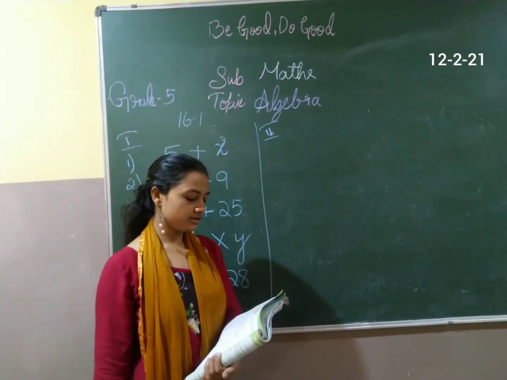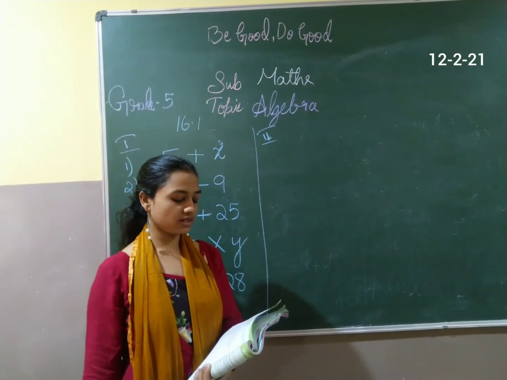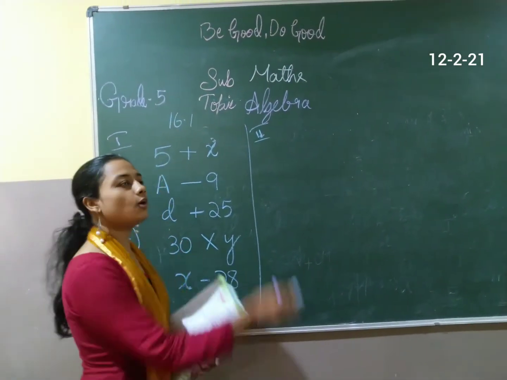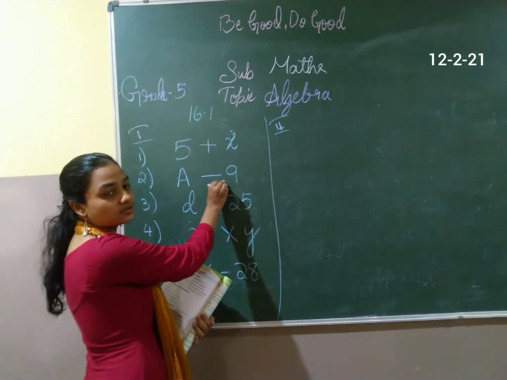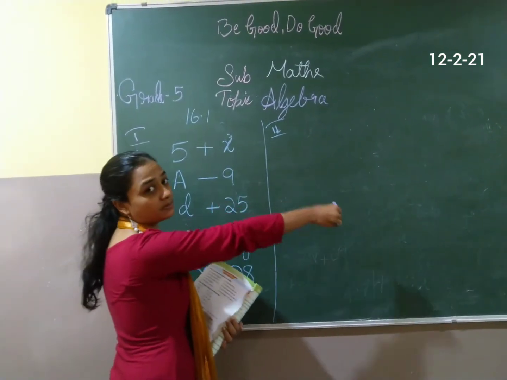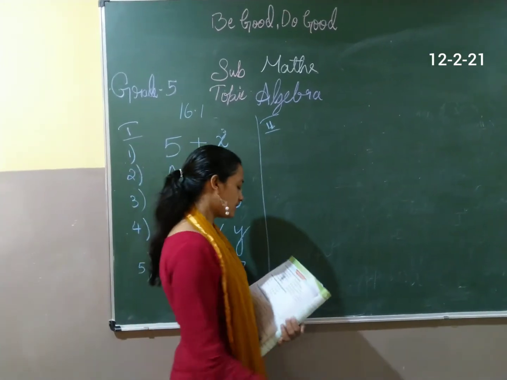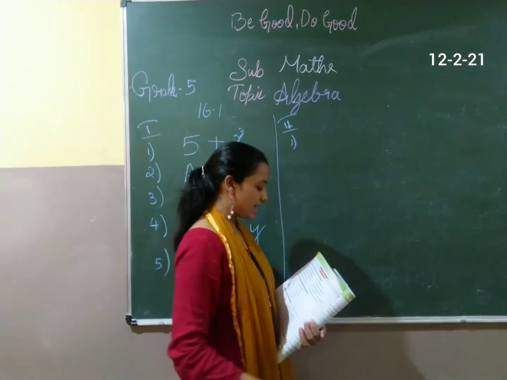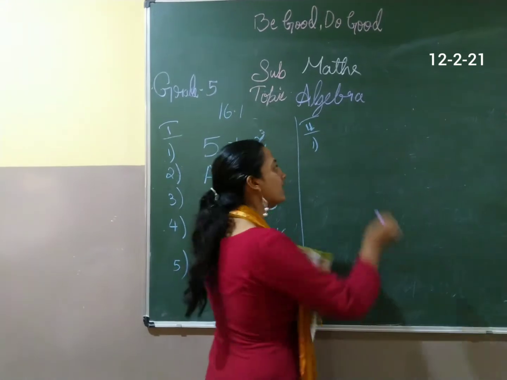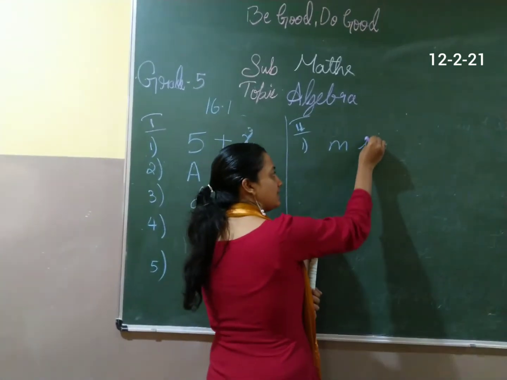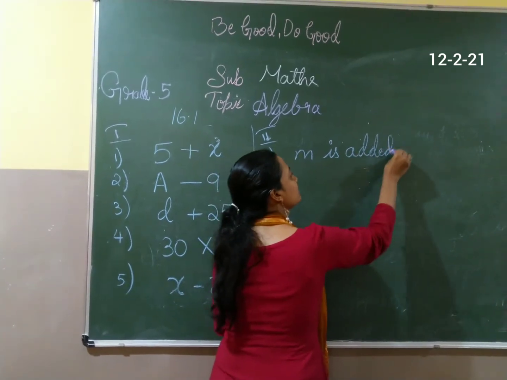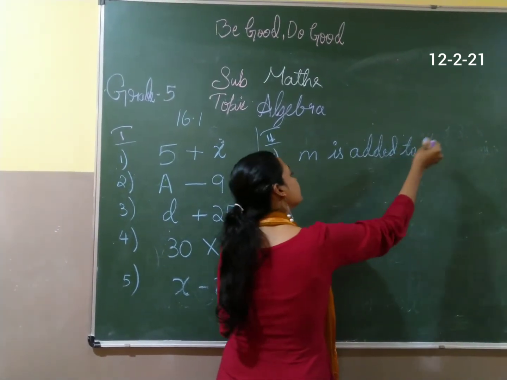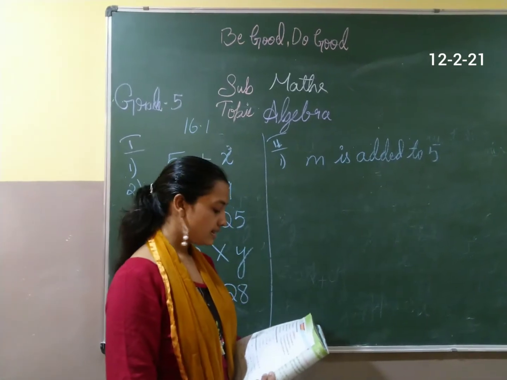Secondly, convert the algebraic expression into statement form. So, the opposite of this. You wrote it in equation form in the first one, right? Now we will write it as a statement. So, what is the first one? It's m plus 5. So, what can I write? M is added to 5. Okay. Then let's try one more.